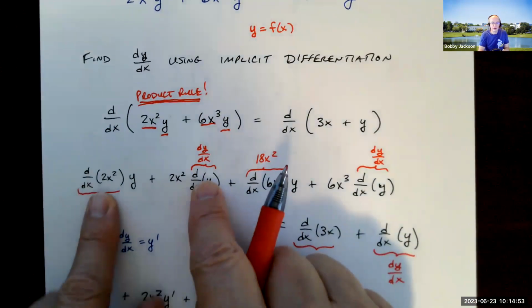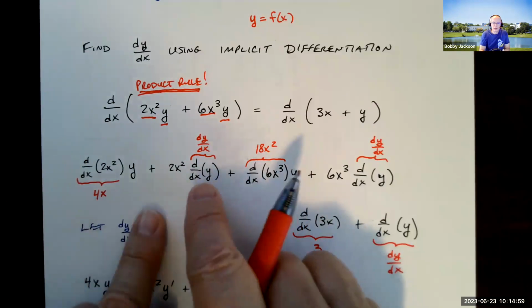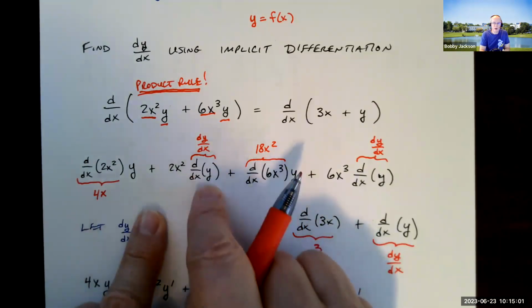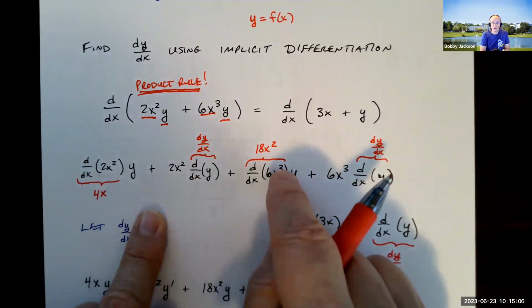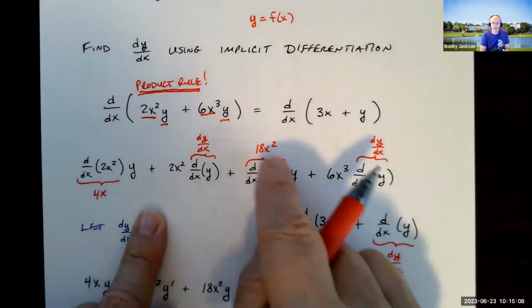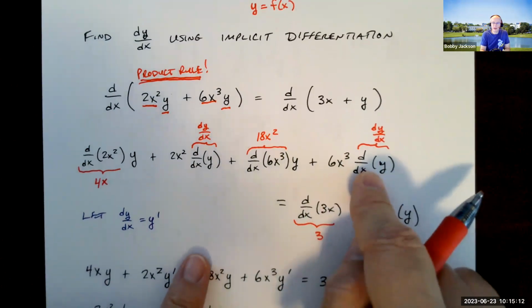So cleaning up over here, the derivative with respect to x of 2x squared is obviously 4x: bring the 2 down, subtract 1 from the exponent. The derivative with respect to x of y, again, is dy dx. For 6x cubed, bring the 3 down, and 18x squared is the derivative. And again, the derivative with respect to x of y is dy over dx.